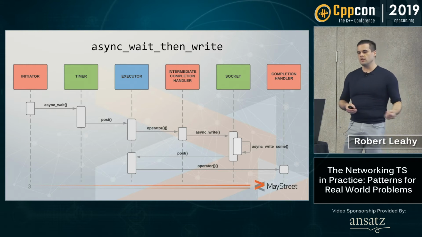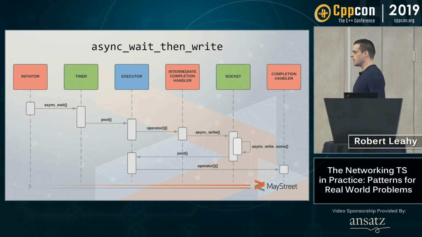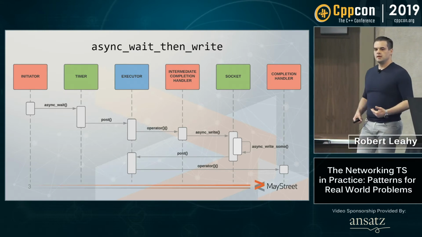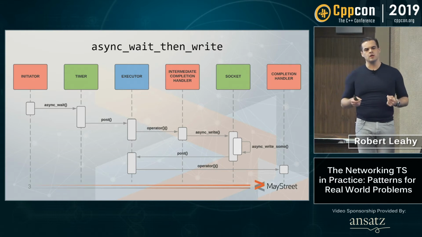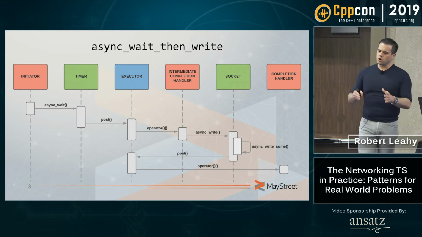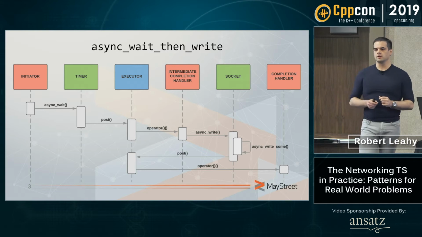Since this operation waits and then writes, the first thing we do is kick off a wait on a timer. And that continues through time until it completes, and then we get something called a post against an executor. What could that possibly be? Well, if you think back to when I talked just a moment ago about what an asynchronous operation is, I said that the work continues in the background.